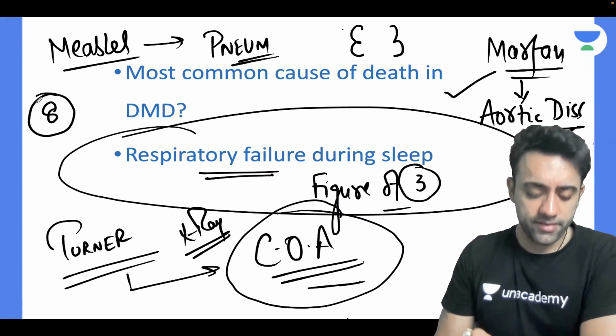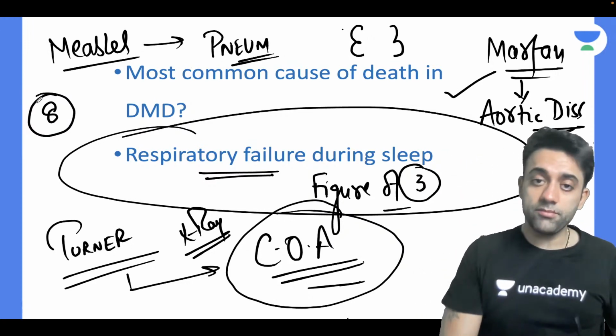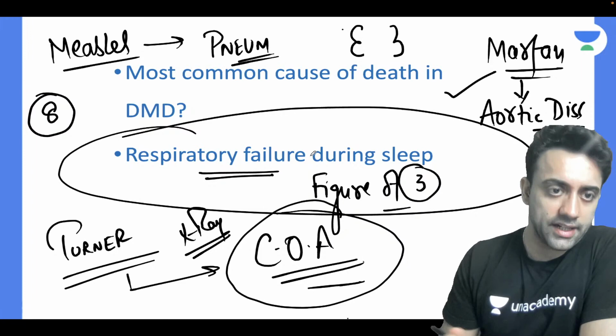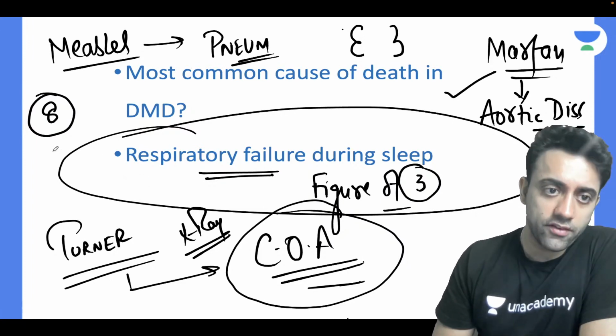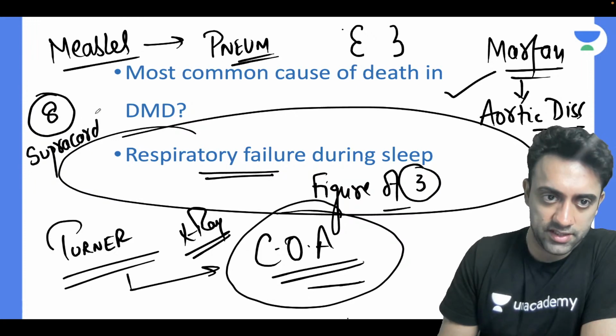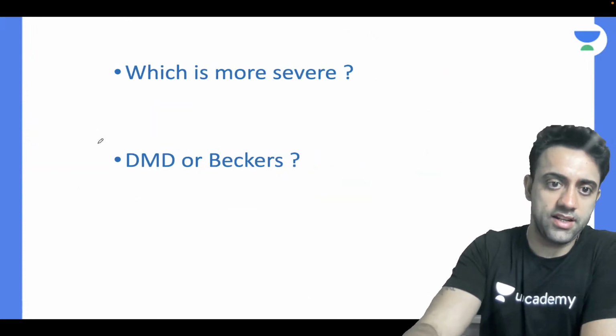And where do you see figure of 8 appearance? Figure of 8 कहाँ मिलता है? Akhil is very right, rib notching, but it's a very late manifestation. Remember that. Figure of 8 you see in supracardiac TAPVC, right? Supracardiac TAPVC. What is TAPVC? Total anomalous pulmonary venous connection.